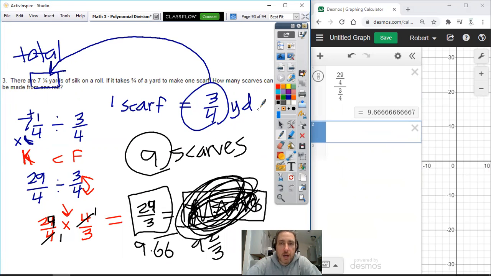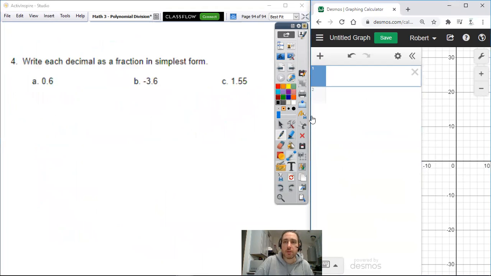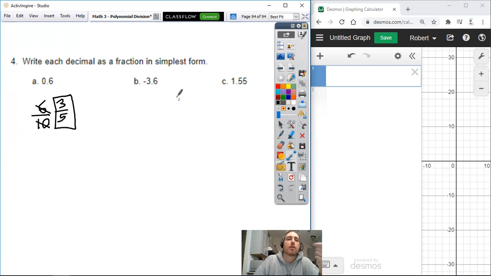All right, last problem. Write each decimal as a fraction in simplest form. All right, we can do this. So each decimal is a fraction. 0.6. 0.6 is 6/10. 6 out of 10. Okay, think about what that reduces to. They're both divisible by 2. So that's going to be 3 out of 5. 3/5.